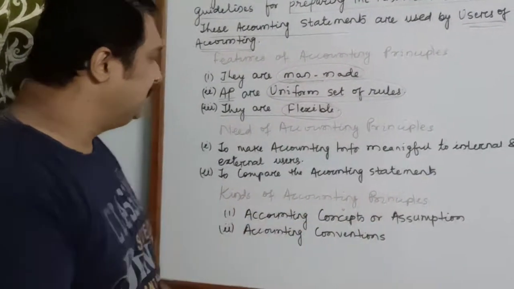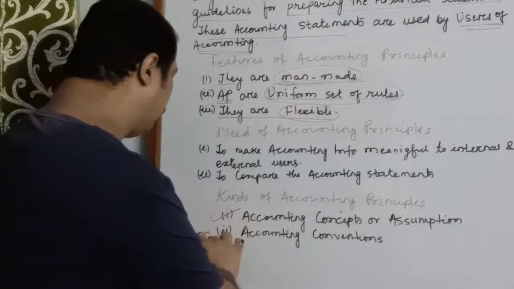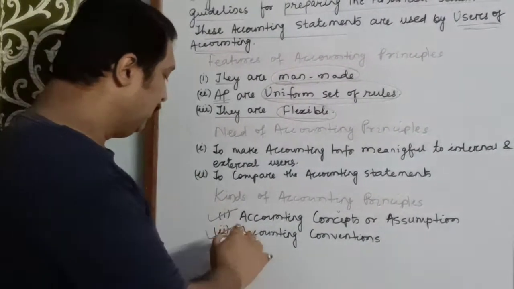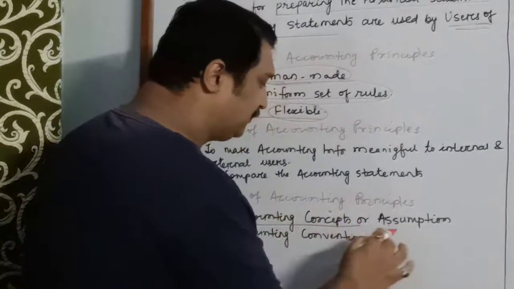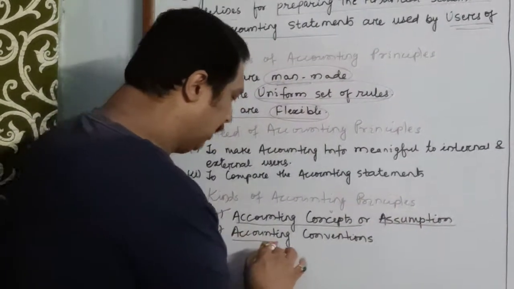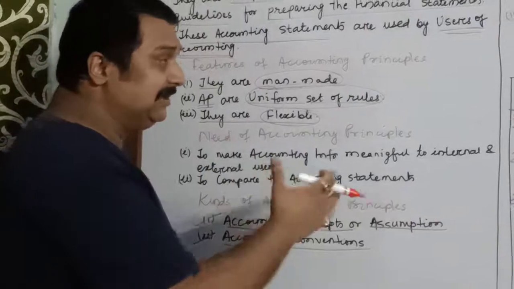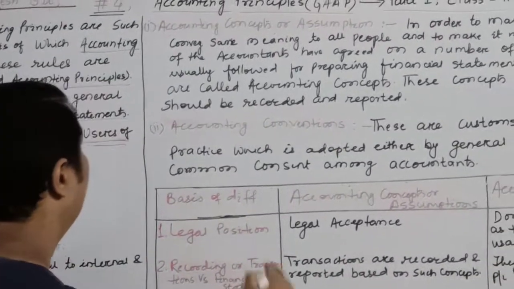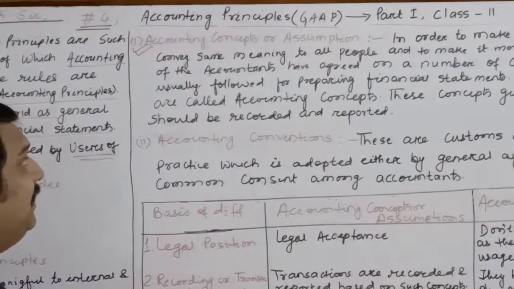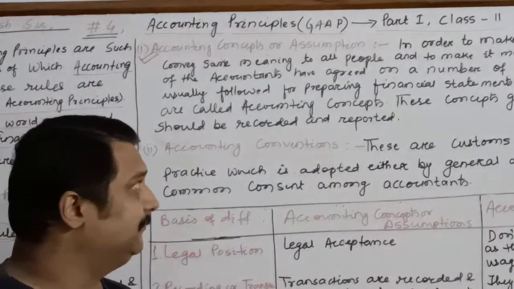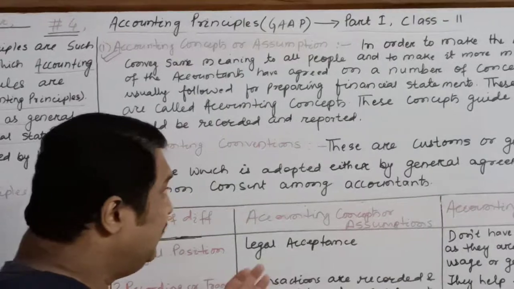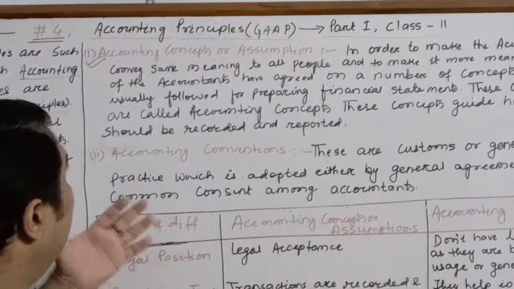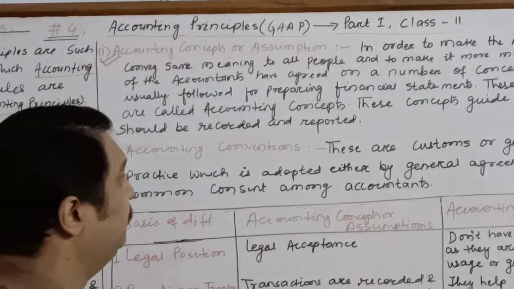Kinds of accounting principles. Children, there are two kinds of accounting principles which we will be studying in this particular chapter. They are the accounting concepts or assumptions and accounting conventions. Let us discuss them individually. First, accounting concepts or assumptions. Children, let us understand first of all these two, then we will study the various other accounting concepts.